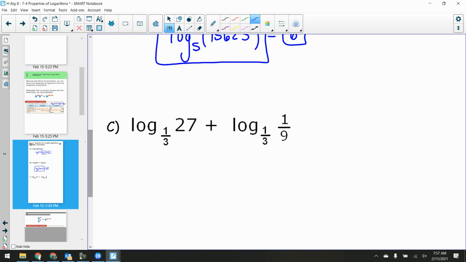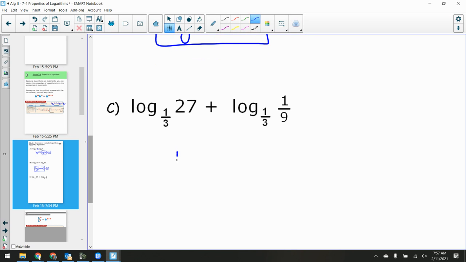And this last one here. Now this looks a little messy. I'm not really sure what to do with this. We've got log base 1/3. But let's see if I can use the addition to reduce it down a little bit. So this would be log base 1/3 of what? What's 27 times 1/9? 3. 27 divided by 9 is 3.